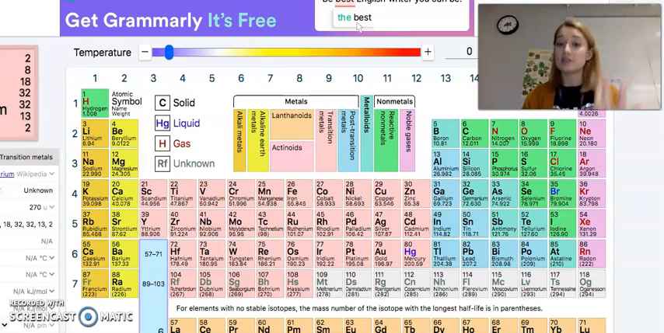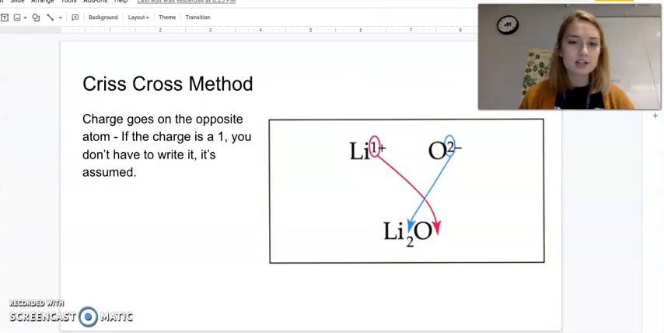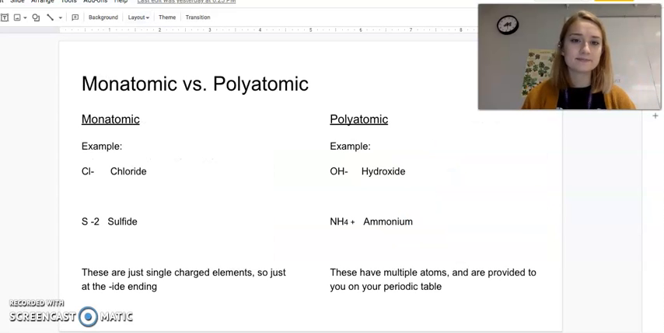We usually write those numbers in the name with Roman numerals. So like I said, we're not going to do that in this video. I'll make a separate video where I focus specifically on that, and we'll be practicing that for the most part in class. I'm going to jump back over here. So that's the crisscross method.